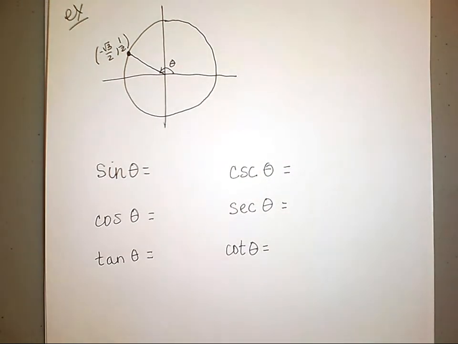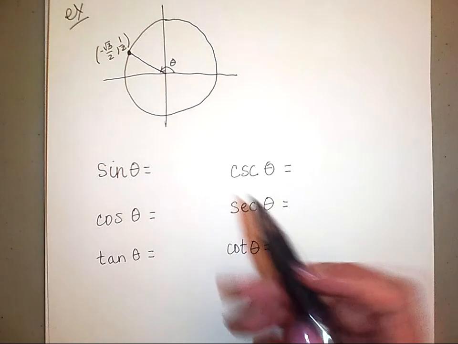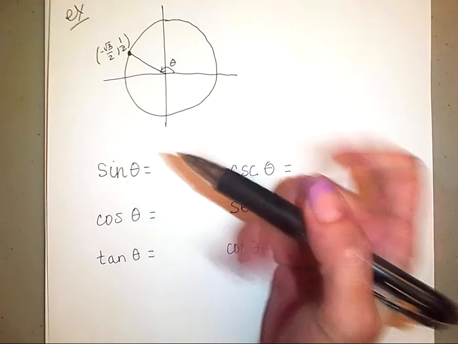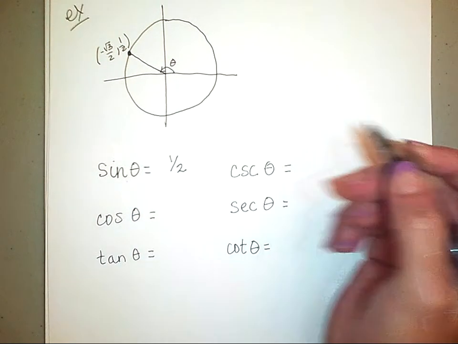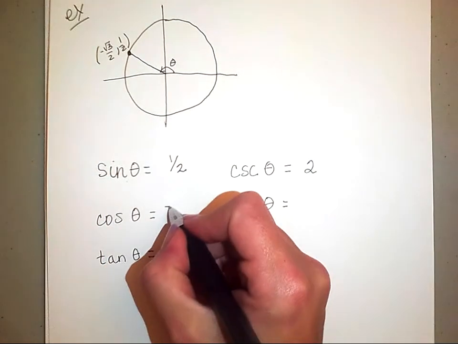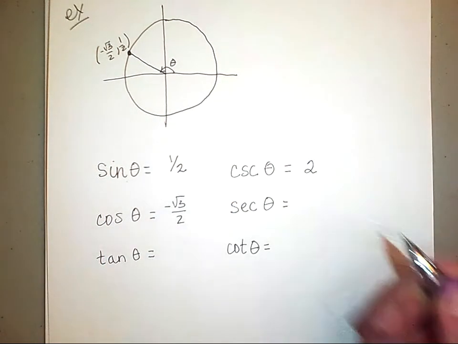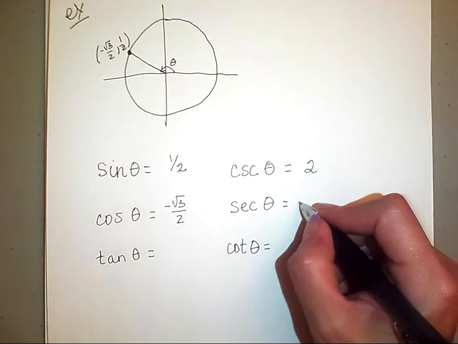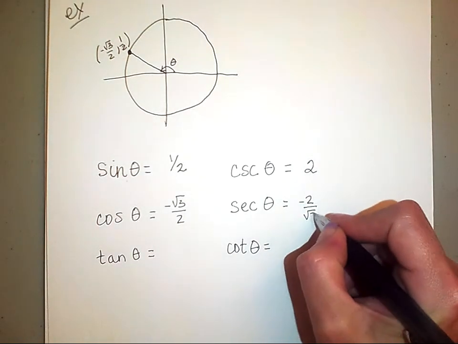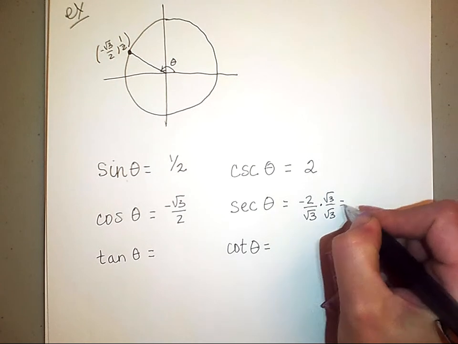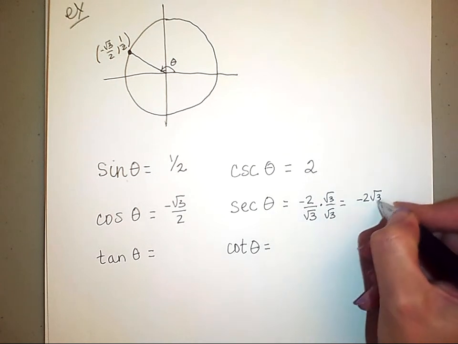Okay, let's fill it in. Okay, so the sine is the y value, so that's 1/2, which means its reciprocal is just 2. The cosine is negative square roots of 3 over 2. So the secant is its reciprocal, which is negative 2 over square roots of 3. But we'll rationalize, and as we just saw in the last example, that's negative 2 square roots of 3 over 3.